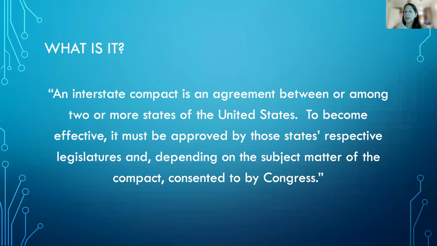What is it? An interstate compact is an agreement between or among two or more states of the United States. To become effective, it must be approved by those states' respective legislatures, and depending on the subject matter of the compact, consented to by Congress. So there are two things that have to occur for an interstate compact to be legit. One, all of the states' legislatures have to agree and approve the actual compact. And number two, for certain matters, the Congress must consent to an interstate compact.